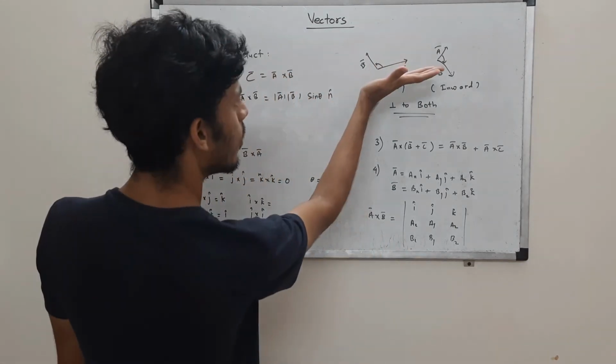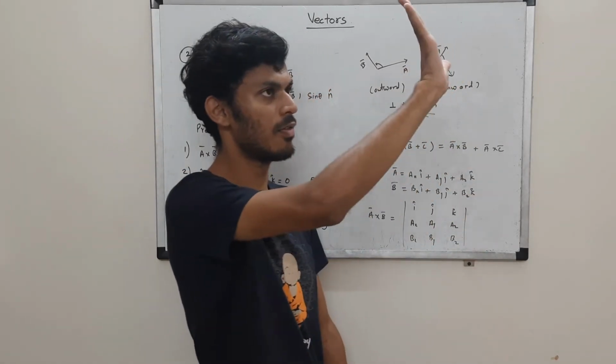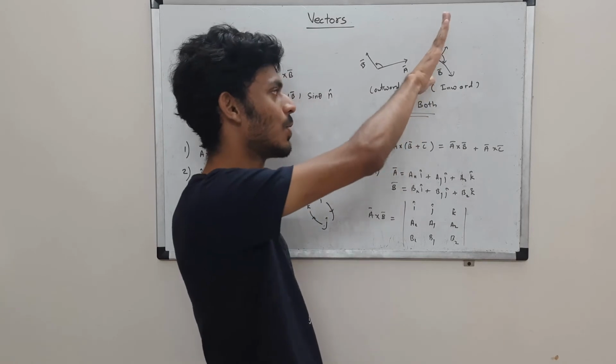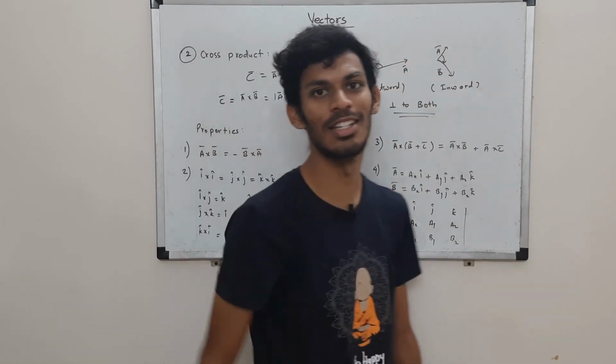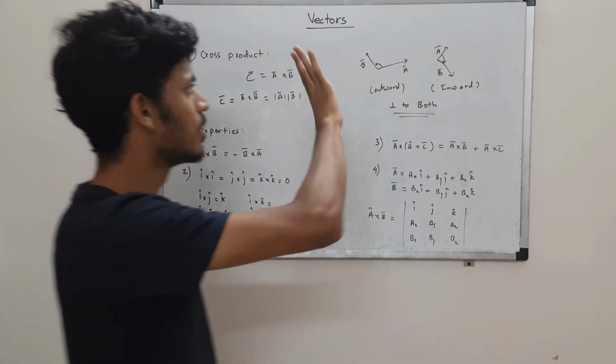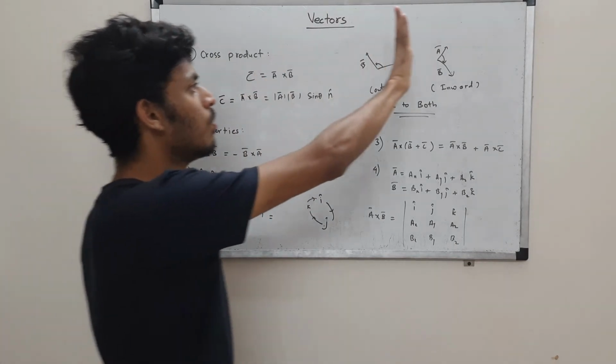Here A cross B is in the outward direction. In this case, if you see, if you go from A to B, see my positioning of hand changes, right? So A to B, the vector is inward. Similarly, it can be in any plane. You just have to place your palm along the first vector A and then move to B.